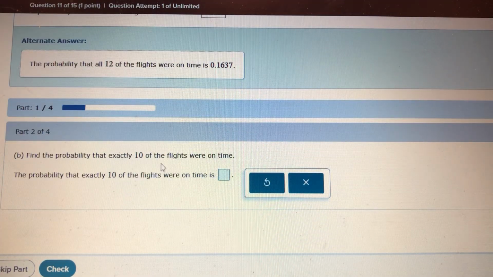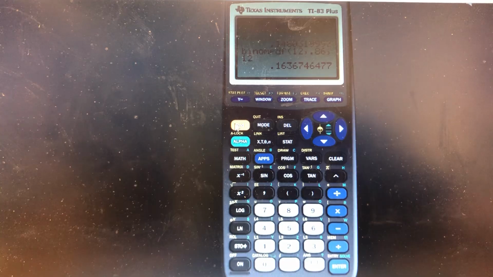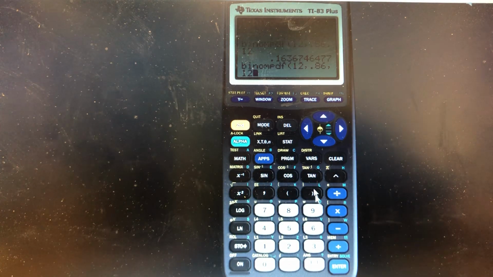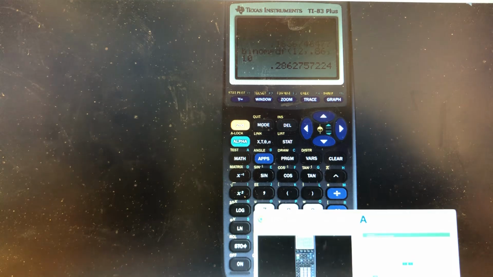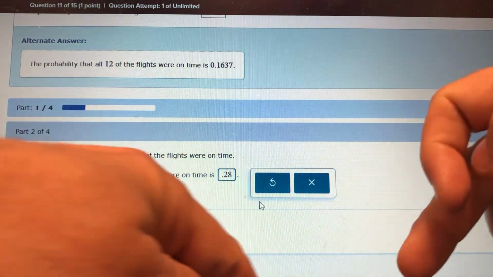Find the probability that exactly 10. That's another easy one. Exactly 10. That's exactly the same as this. I can hit second enter and just change the 12 to a 10. I want exactly 10 this time instead of exactly 12. It's another PDF. 0.2863.